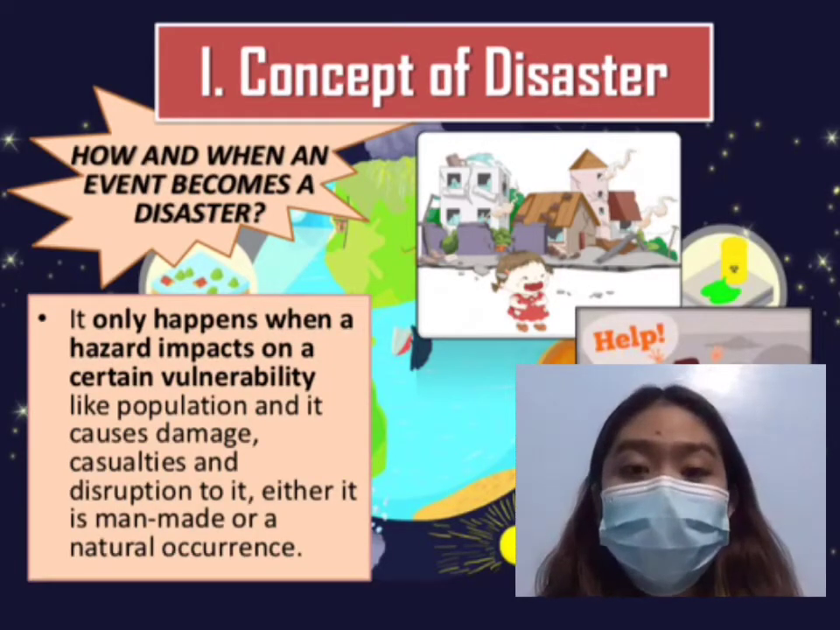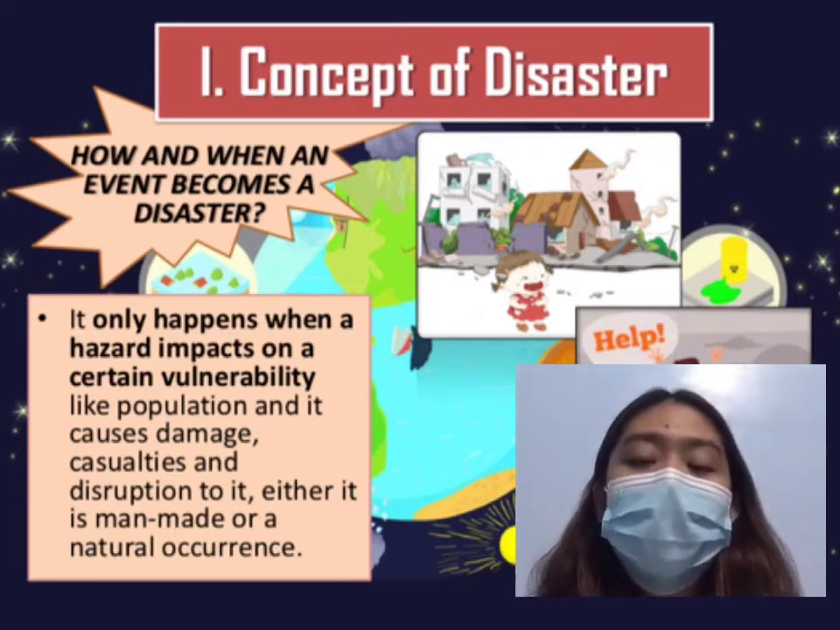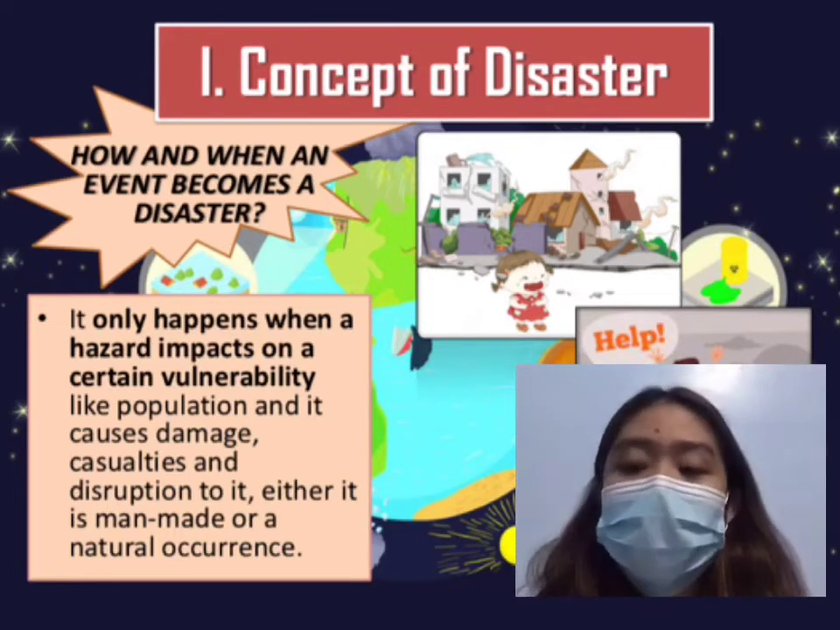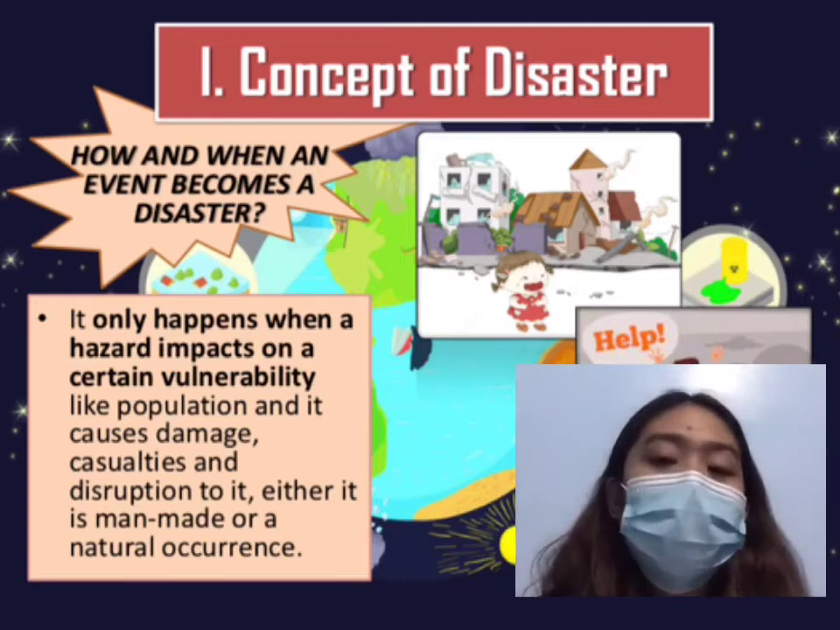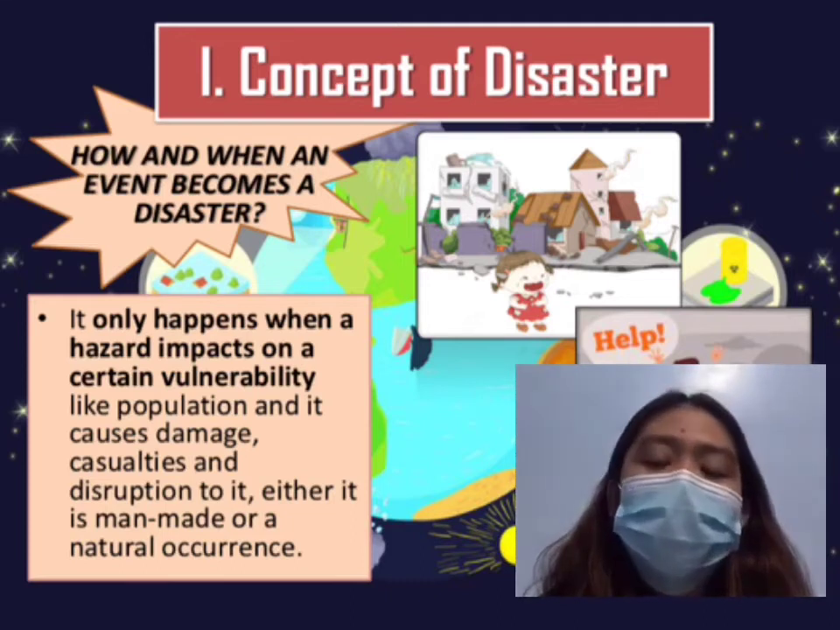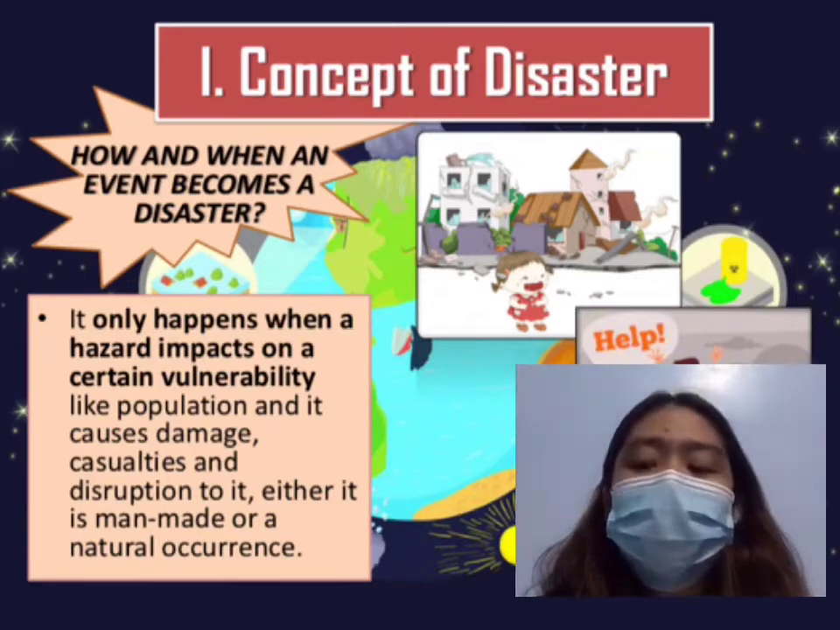Now, how and when would we know that an event is a disaster? So it only happens when a hazard impacts on a certain vulnerability, like population, and it causes damage, casualties, or destruction to the population. So there are two categories of hazards. There are man-made and there are natural hazards.